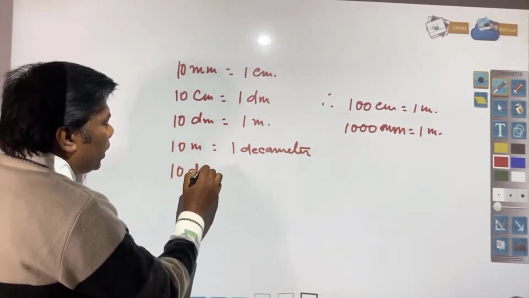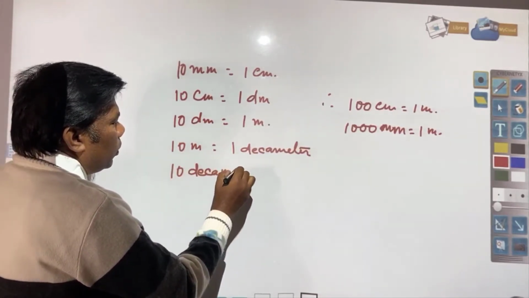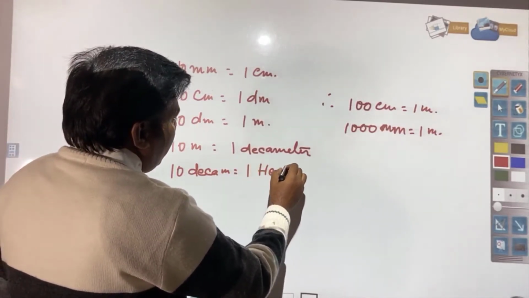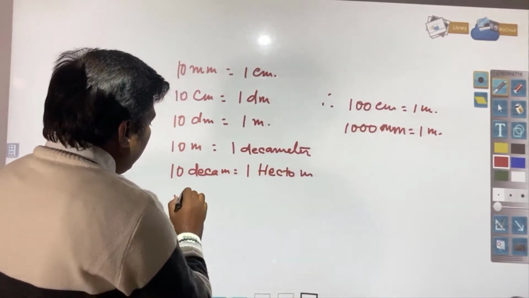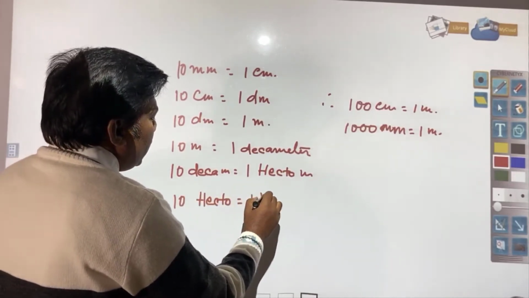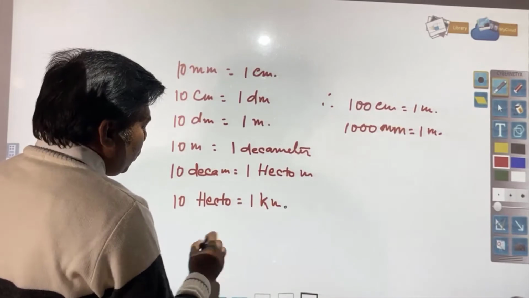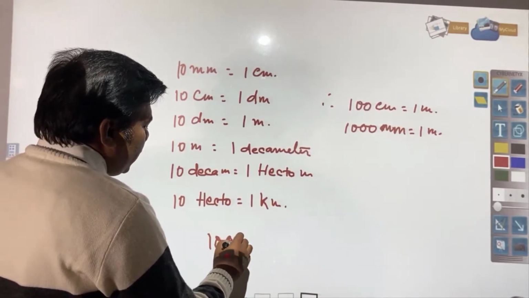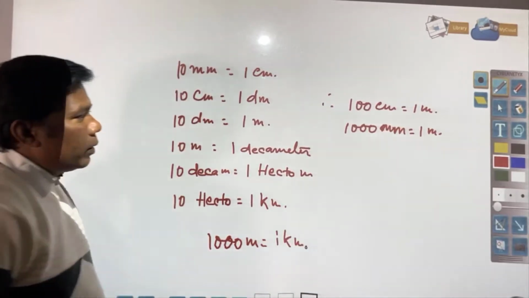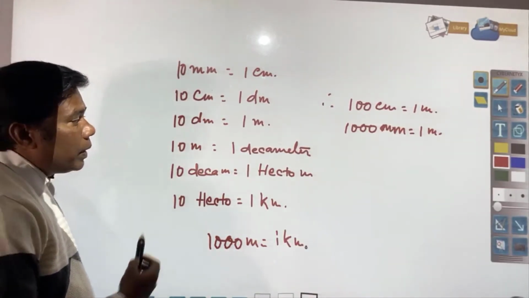10 decameter is equal to 1 hectometer. And 10 hectometer is equal to 1 kilometer. And one more thing you need to remember, 1000 meter is equal to 1 kilometer. So these things you have already learned before, you must remember this.